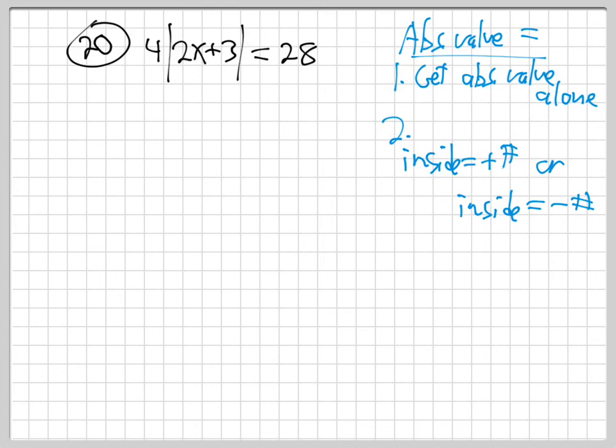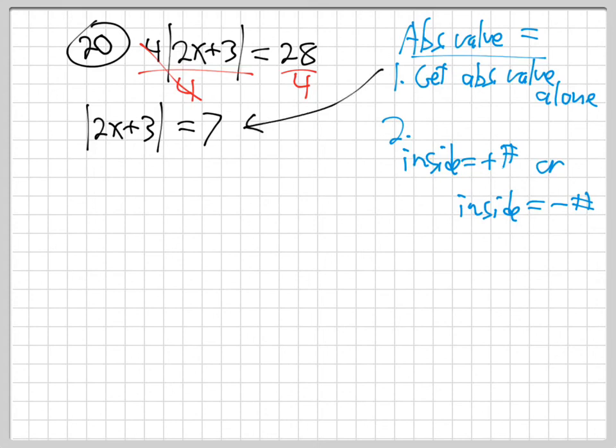All right, so step 1, get the absolute value alone. So what do I do to get that absolute value alone? Divide by that 4, huh? Like that, right. So that was step 1. We got the absolute value alone. We got rid of the 4 that was with it.